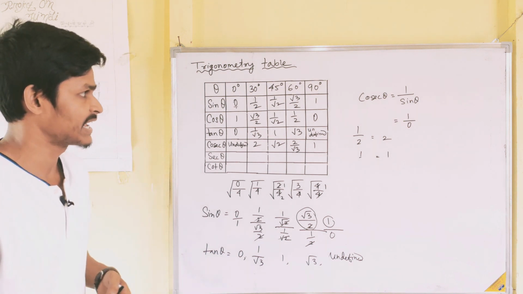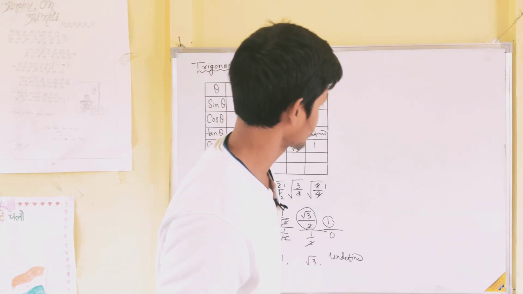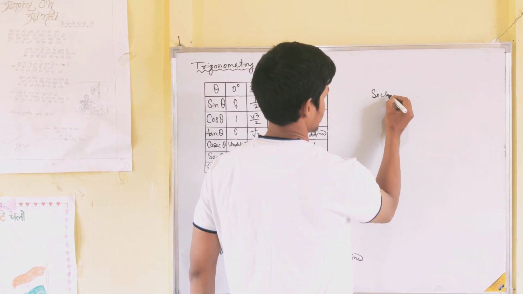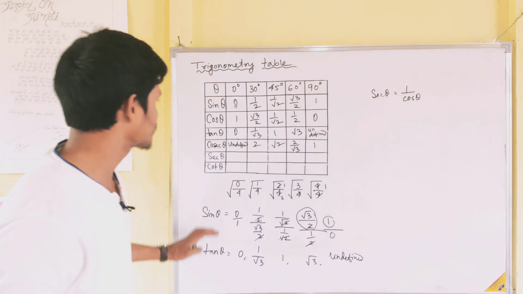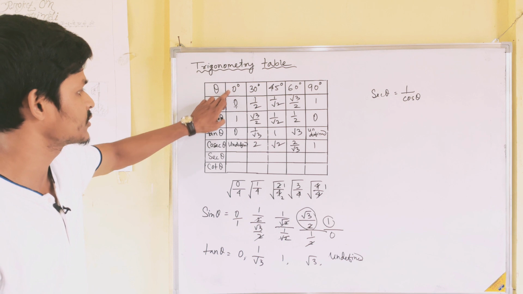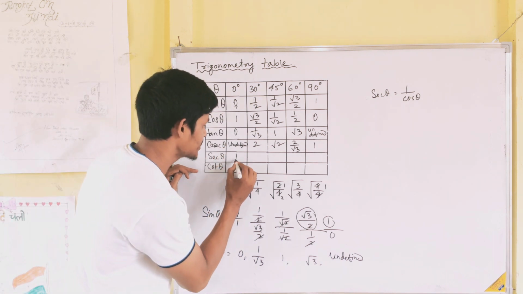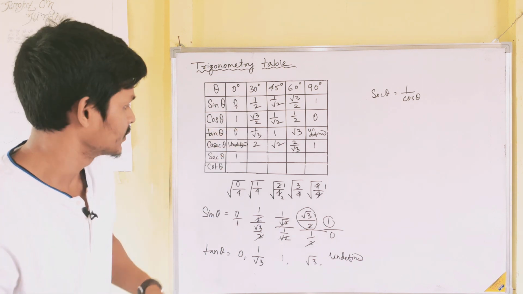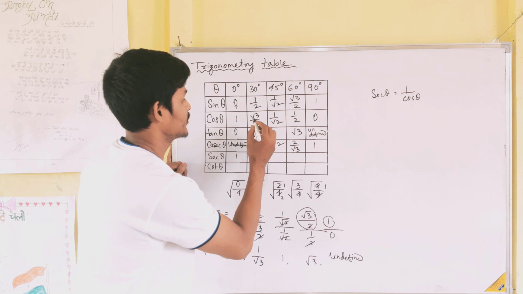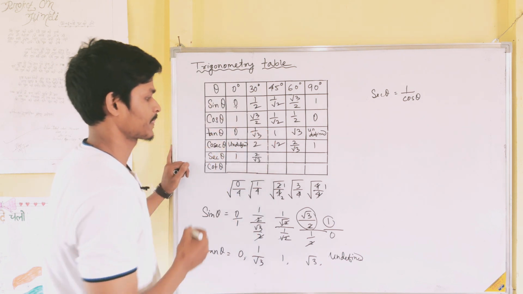Now sec. Sec is the inverse of what? Sec is the inverse of cos. Sec theta is equal to 1 by cos theta. So if the cos theta values are 1, here at 0 degree, cos 0 degree is 1, then sec 0 degree will be 1 by 1, that is 1. And cos 30 degree is root 3 by 2, then sec 30 degree will be 2 by root 3.